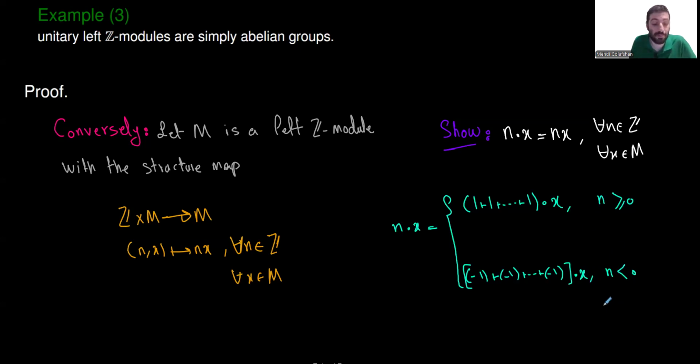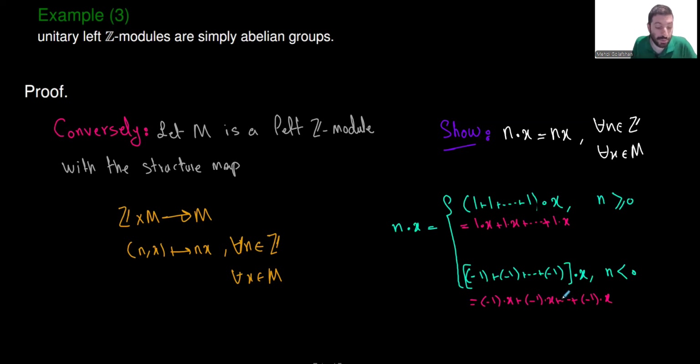So by using the property of the module, I can write, in another color, 1 times x plus 1 times x plus ... plus 1 times x when n is greater than or equal to 0, and minus 1 times x plus minus 1 times x plus ... plus minus 1 times x when n is less than 0.